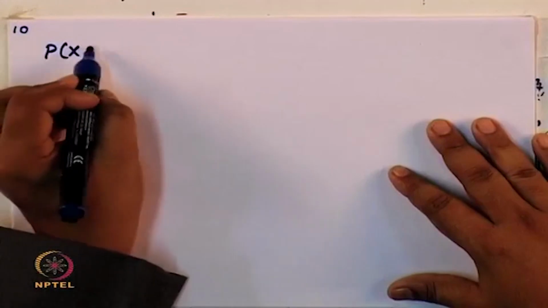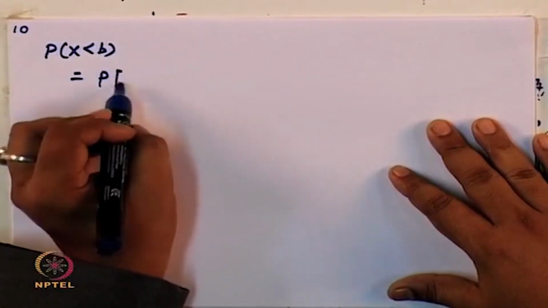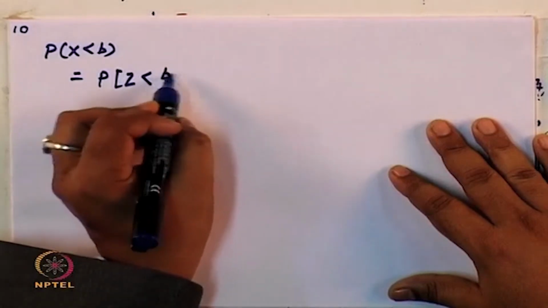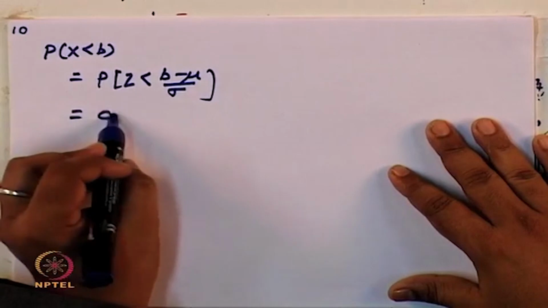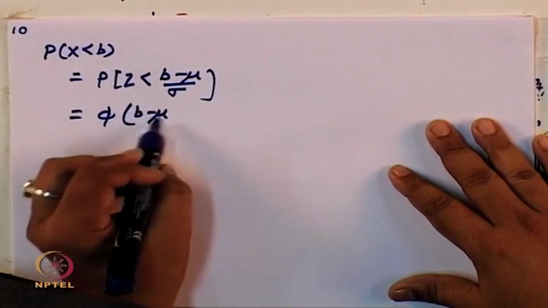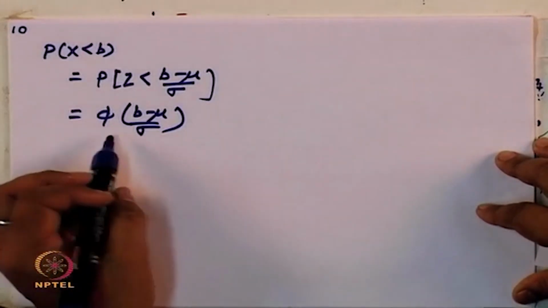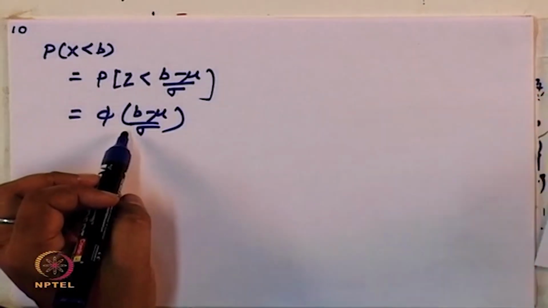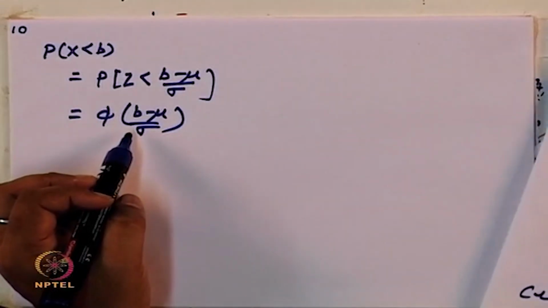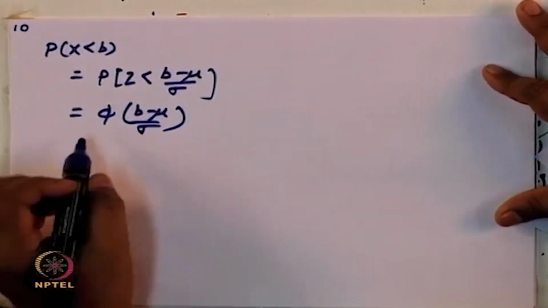So, the probability of x less than b is nothing but the probability of z less than (b minus mu) by sigma, which is equal to phi of (b minus mu) by sigma. So, this is the value. These values of phi have all been computed, and you can find them from existing tables in any statistics book.